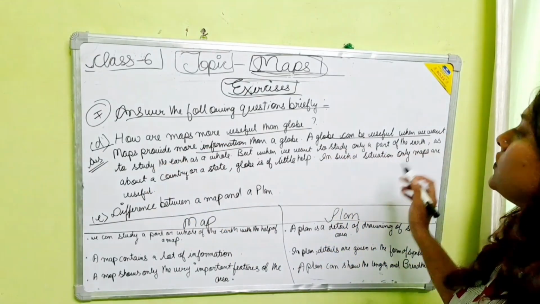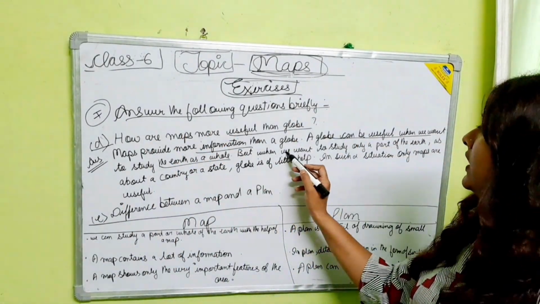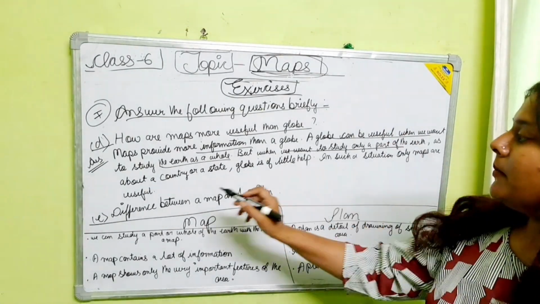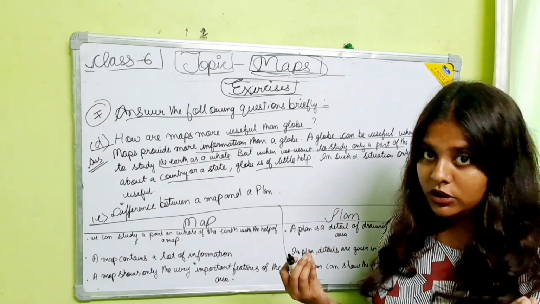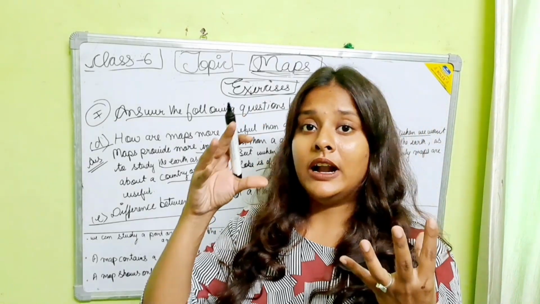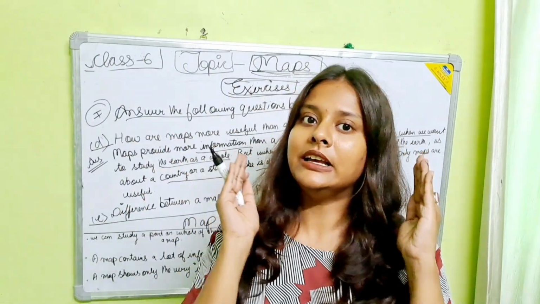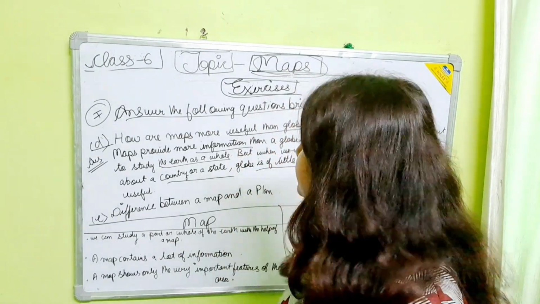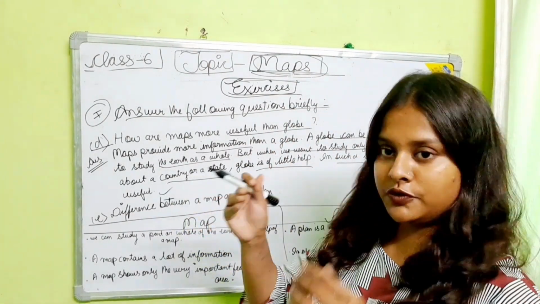A globe can be useful when we want to study the earth as a whole. But when we want to study only a part of the earth, like a country or a state, the globe is of little help. As I told you, when you want to study about your country, India, on a globe, it is a little complicated. But when you study India on a map, it becomes quite easier. In such a situation, only maps are useful.